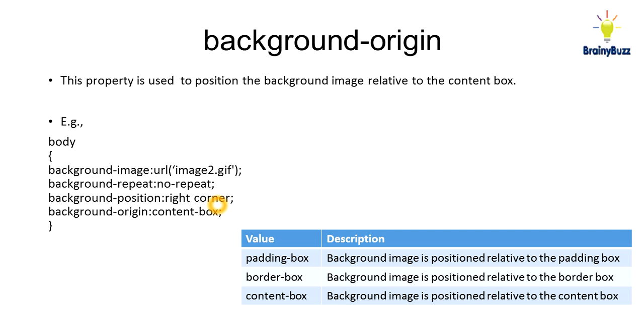Now the next property is the background origin. This property is basically used to position the background image relative to the content box. That means whether you want your background image to be positioned relative to the padding box, the border box, or the content box. So we'll see one example of it.